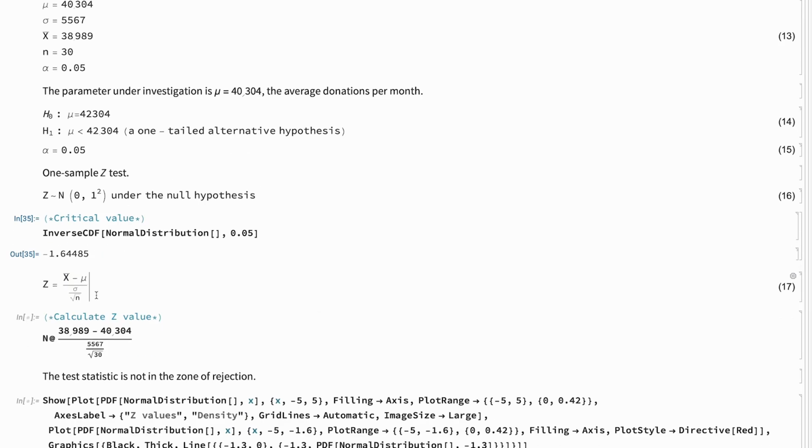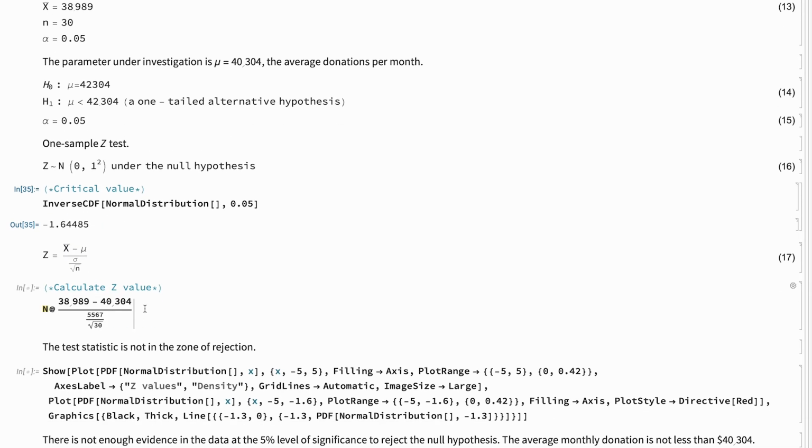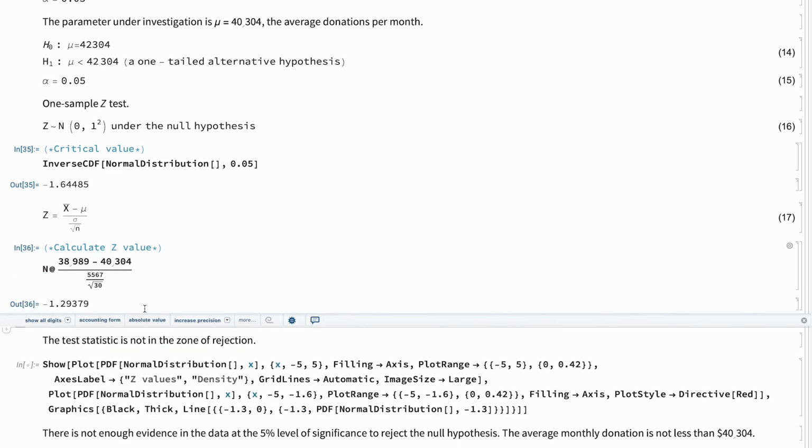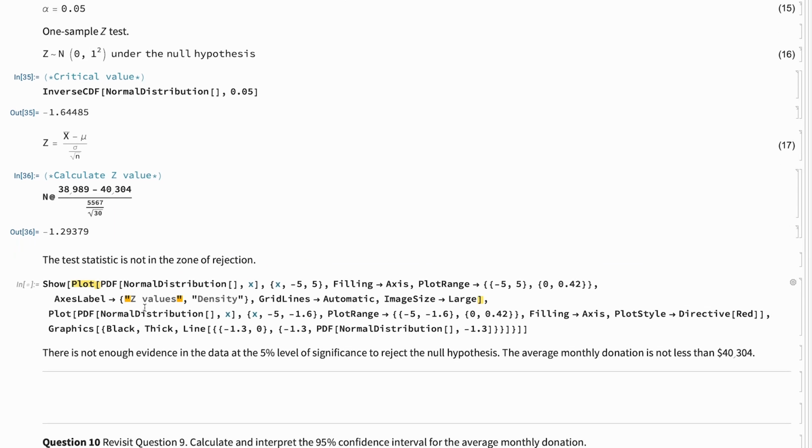There's my z calculation. Let's do that calculation. You can do that. And I find negative 1.29 or negative 1.3. That is not beyond negative 1.64. That is not in the zone of rejection. It is not beyond the critical point. So let's just visualize this to make sure.